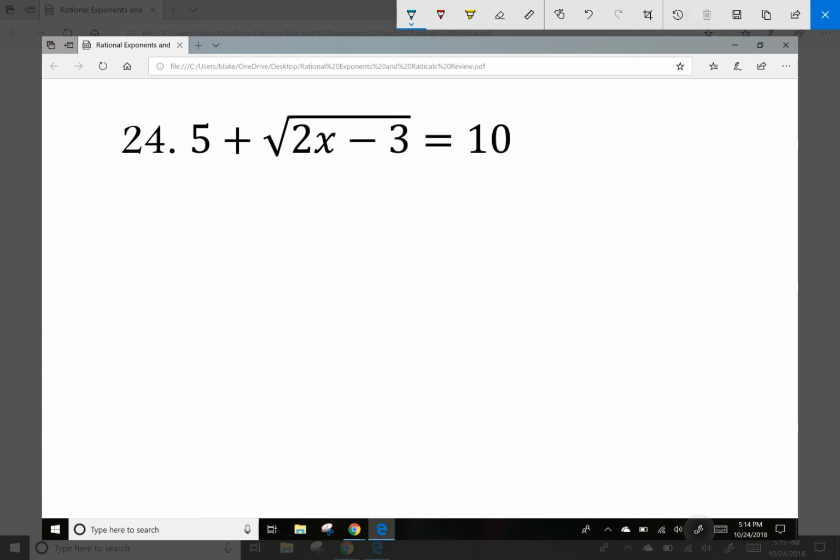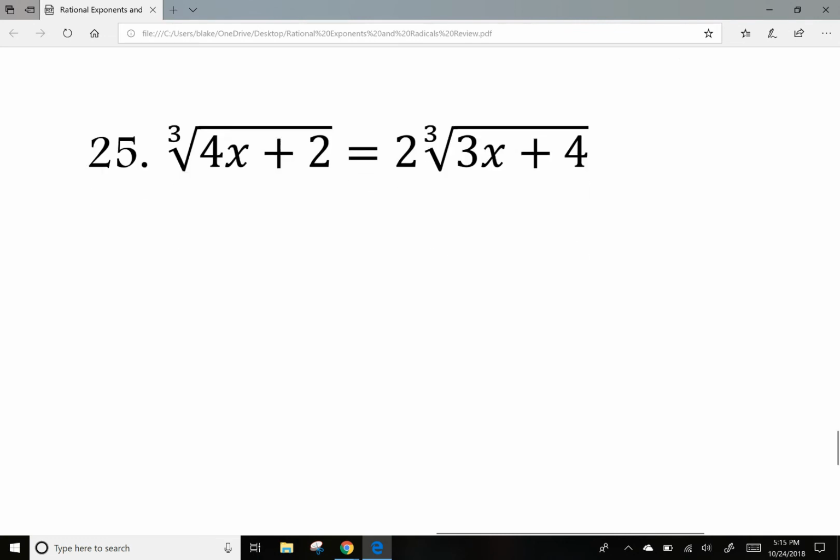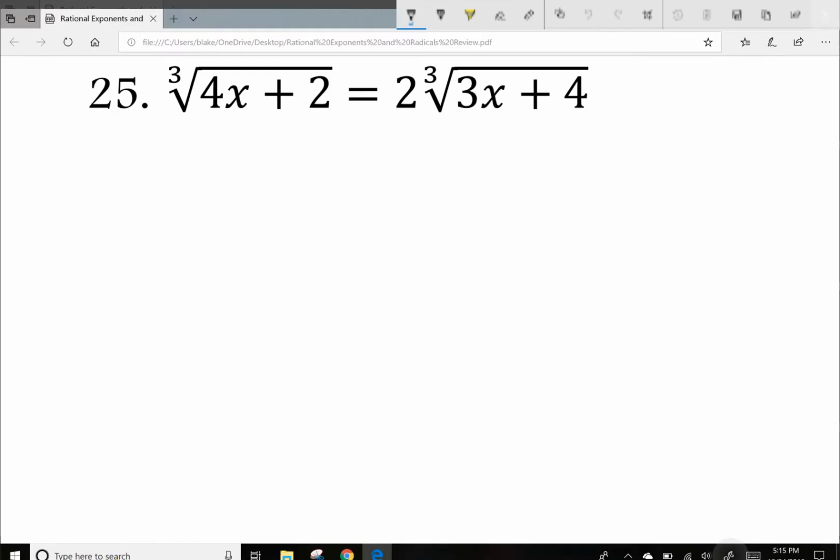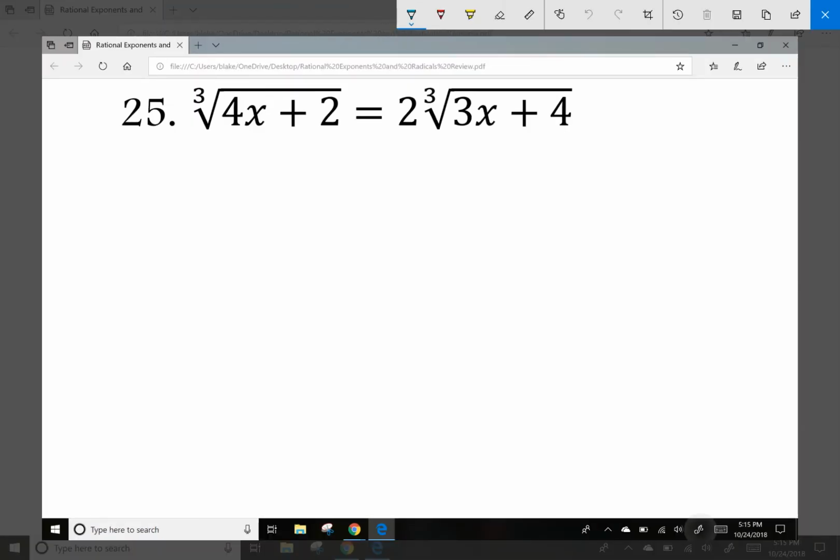All right, and one more. Number 25. So this is probably the hardest one on the test, but it's only hard if you forget how to do the first step. If you remember how to do the first step, then the problem's pretty easy.